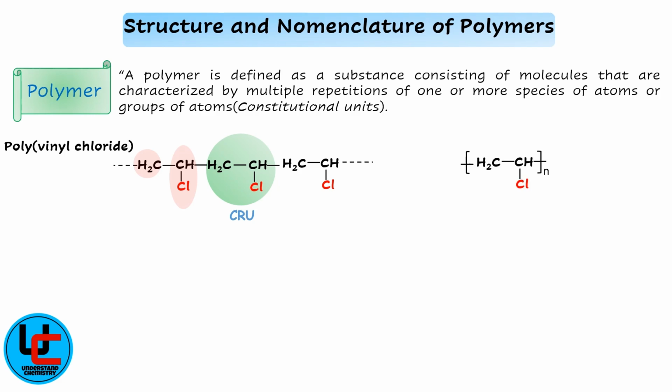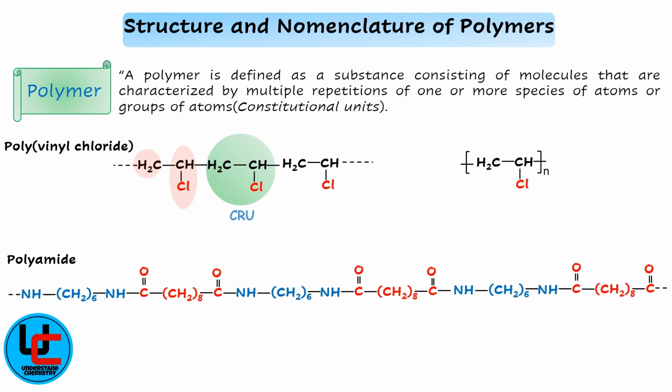Let us take another example. This is the structure of polyamide, which is synthesized by polycondensation reaction of sebacic acid and hexane diamine. The common name of this polymer is nylon 610, as it is obtained by the reaction of 6 carbon chain diamine and 10 carbon containing diacid, namely sebacic acid. Here we see several groups of atoms, that is constitutional units, but the part of polymer highlighted in green is the constitutional repeating unit.